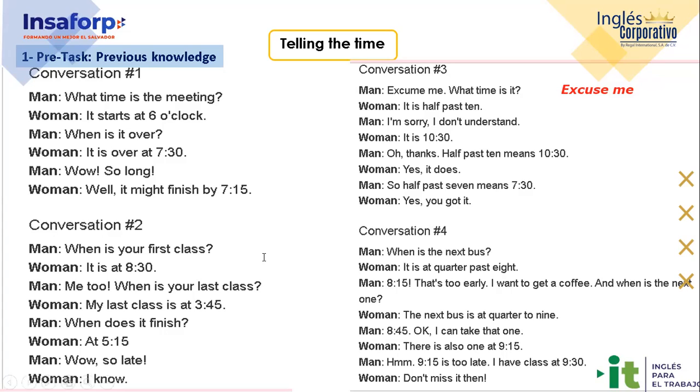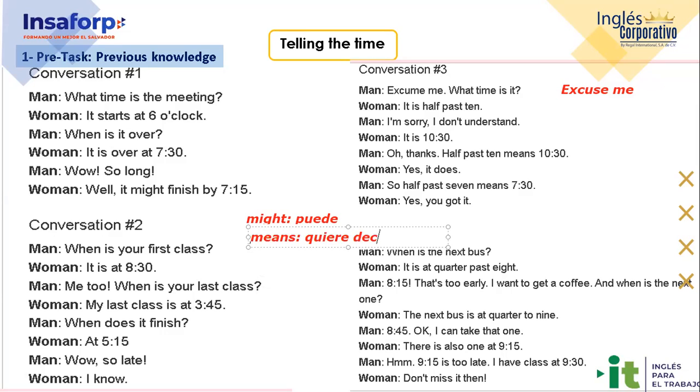Might. Okay, yeah, might. Might means puede. Okay, let's see, where is it? Conversation. Okay, wow, so long. Well, it might finish by 7:15. Bien, pueda que termine, puede que o pueda que termine alrededor de o para las 7:15. So puede que, pueda que. So that's the meaning for might. Okay, let's see. So we're expressing probability.